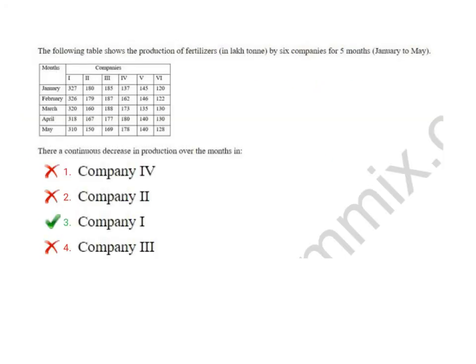The following table shows the production of the fertilizers by 6 companies for 5 months, January to May. So he is asking you, there is a continuous decrease in the production over the months in which company? Now look at company 1. So 327, then 326, 320, 318, 310. So company 1 has a continuous decrease. So you don't need to look at 2, 3, 4. Even if you look at 2, it is 180 to 179, it's okay, 160 okay, but 167, this is not accepted. Here is an increase, so not accepted. So like that you have to look at. There is only company 1 with a continuous decrease. So answer is company 1.